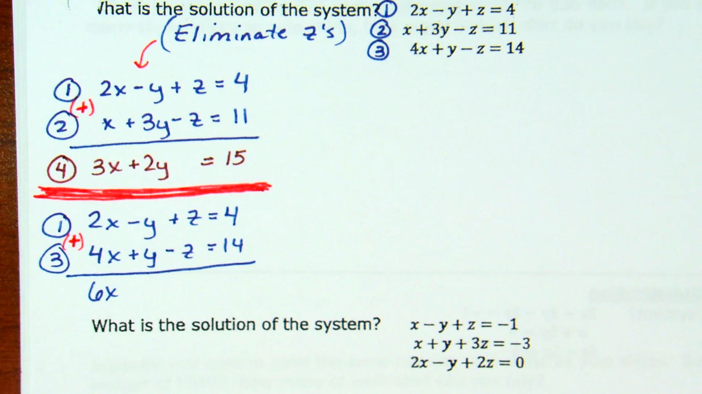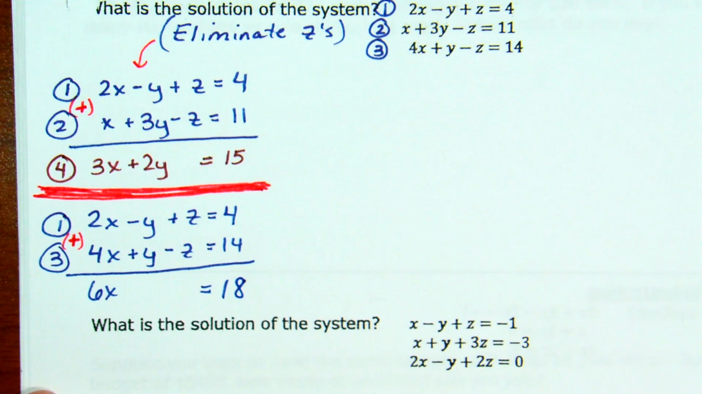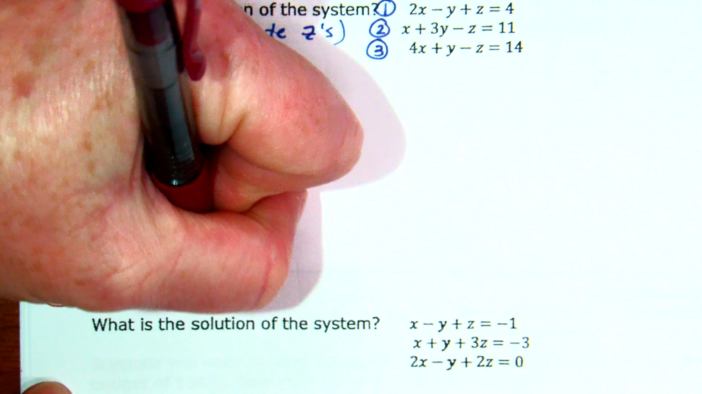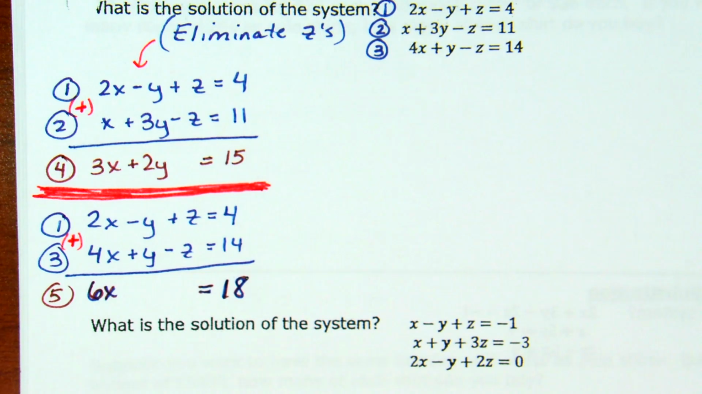z plus negative z also cancels. Carry down my equal sign. 4 plus 14, 18. I'm going to call this equation 5. Now, as I said, life just got a lot easier with this problem. It did, actually. And I'm hoping maybe you guys can see where you can go next.